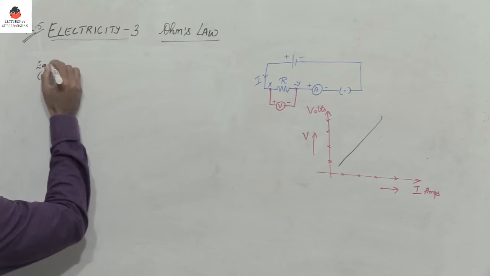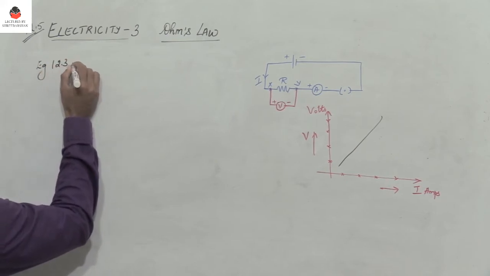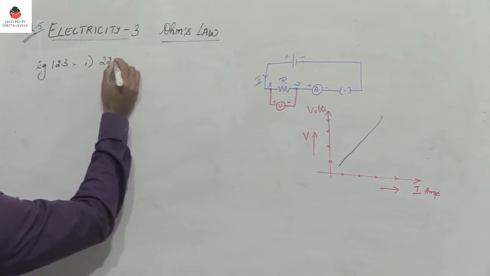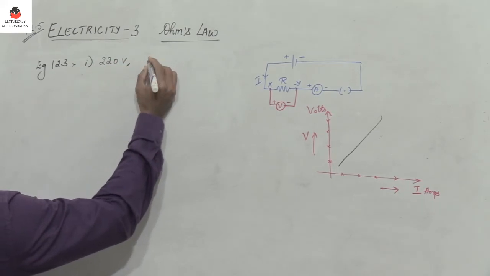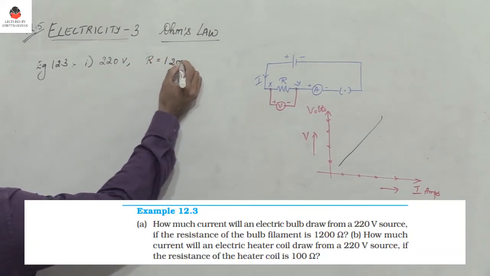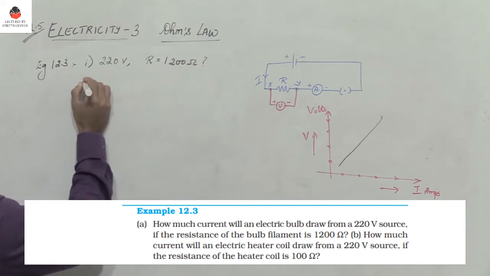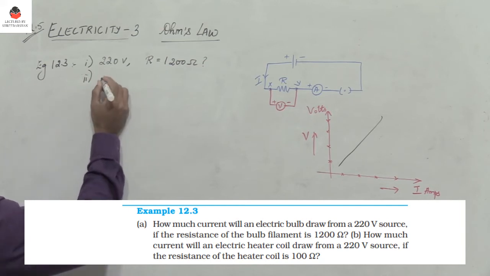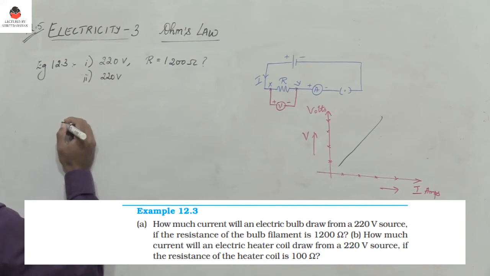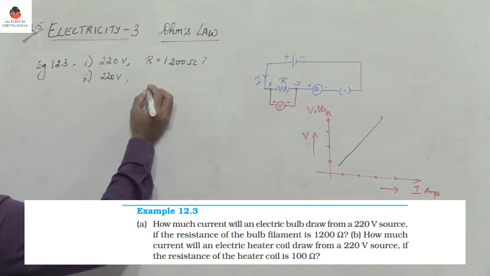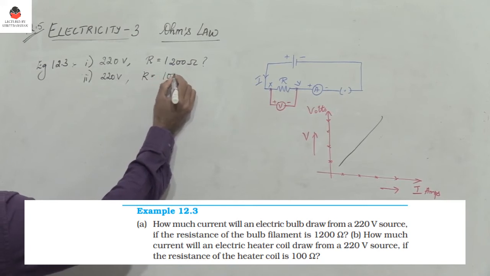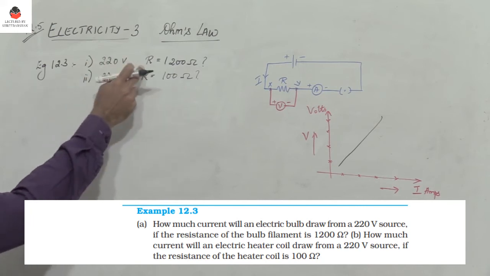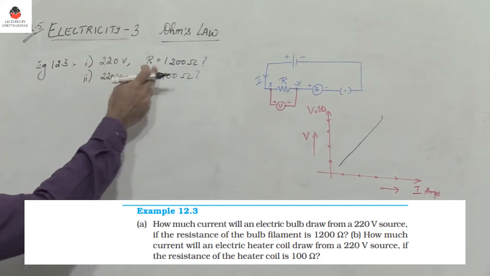So example 12.3, which states: how much current will a bulb draw from 220 volts if the resistance of the filament is 1200 ohms, and second, how much current will an electric heater draw from a 220 volt supply if the heater coil is 100 ohms. So we find that there are two different devices, and here in the first case the bulb filament has a very high resistance.